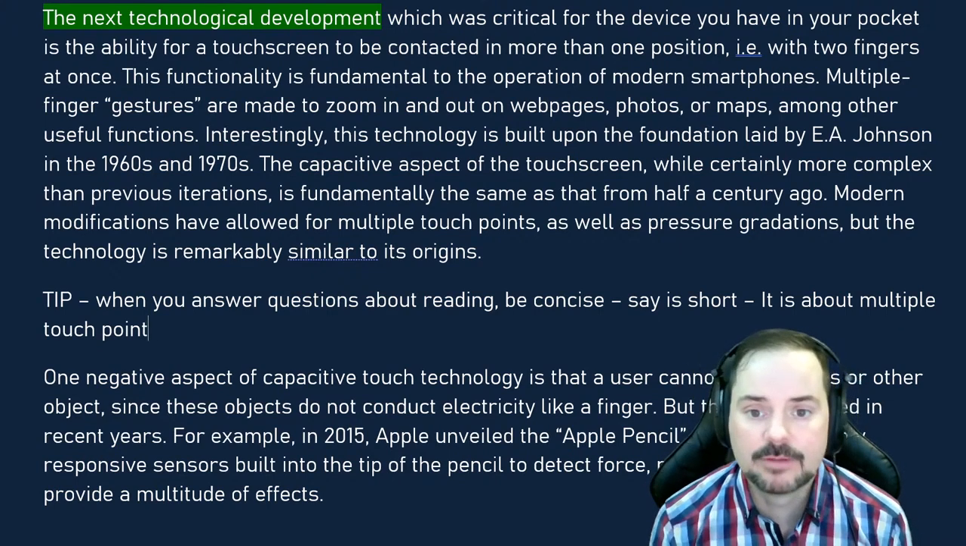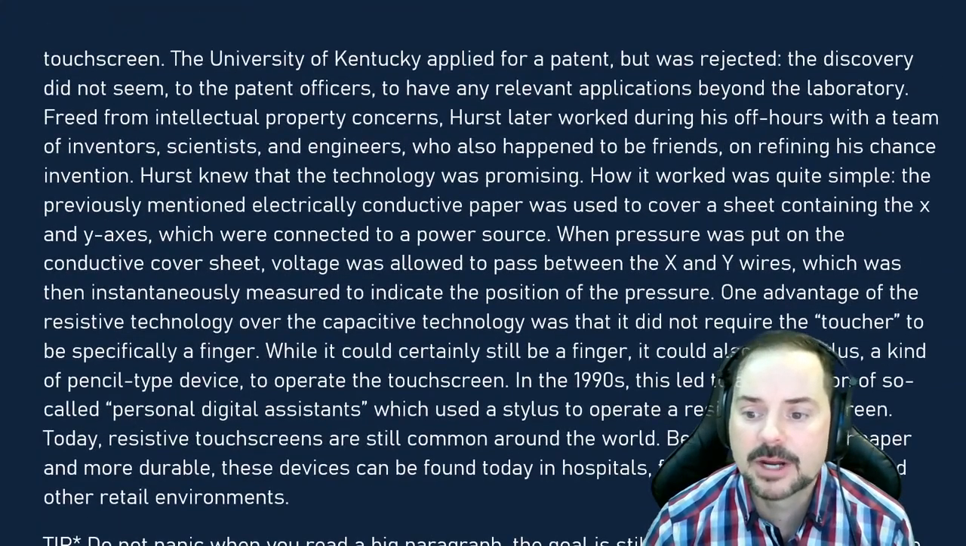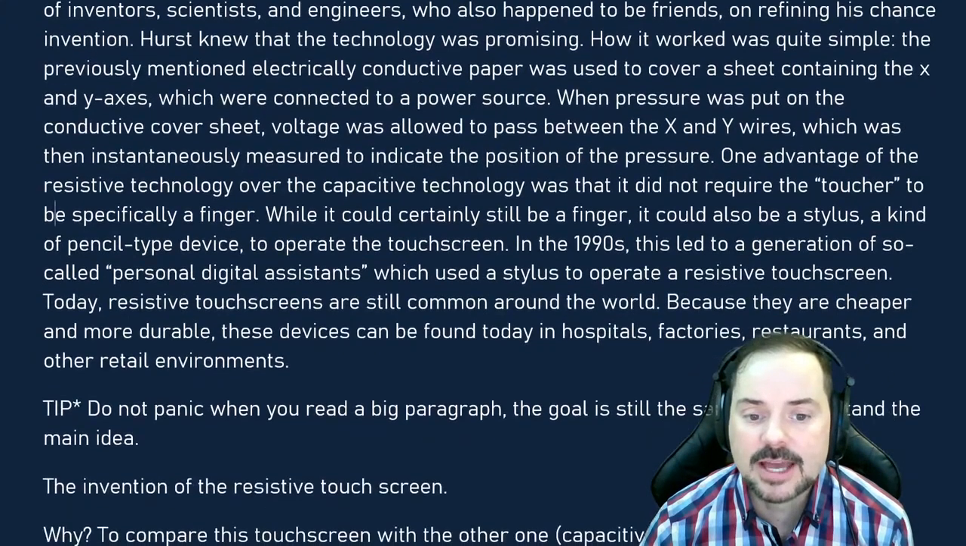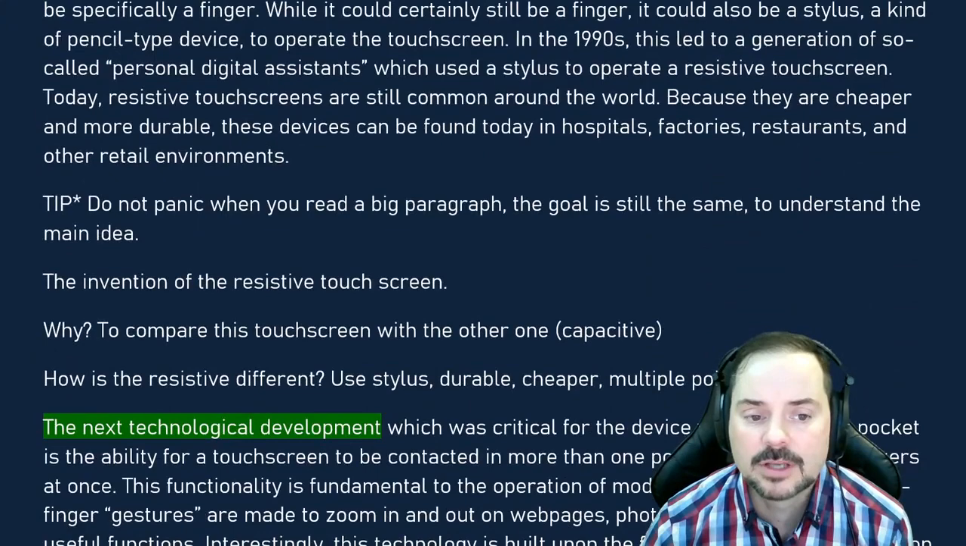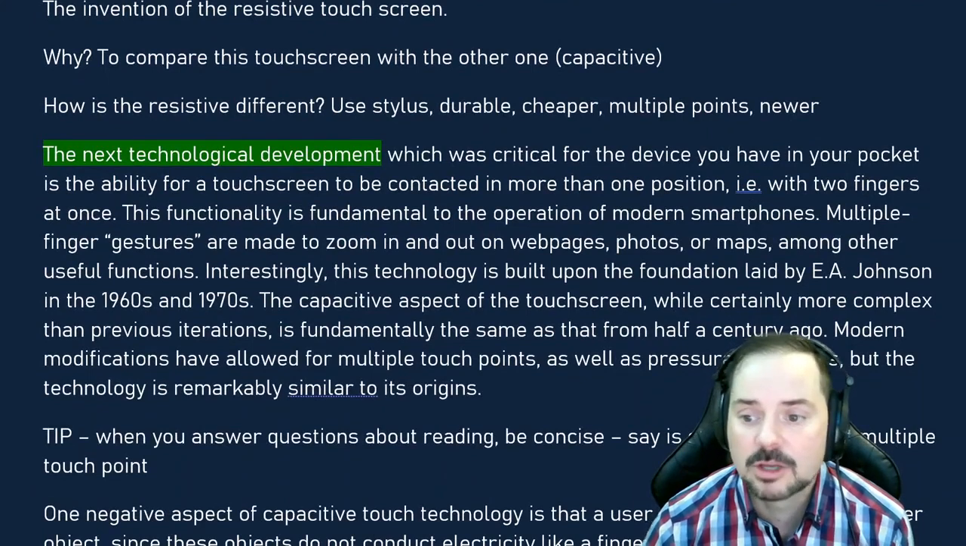Never make up your own information. It said something about it here in the previous paragraph, okay? It said one advantage of the resistive technology. Yeah, capacitive. But it doesn't actually say that. So it's not true that the resistive allows us multiple touch points, right? The technology that allows us for multiple touch points is the capacitive.